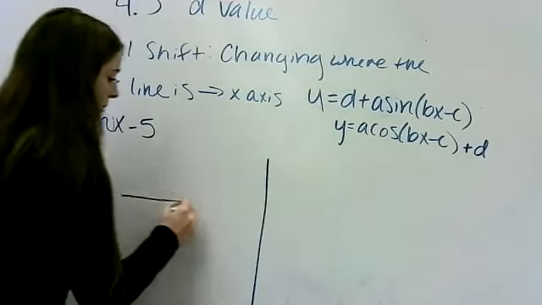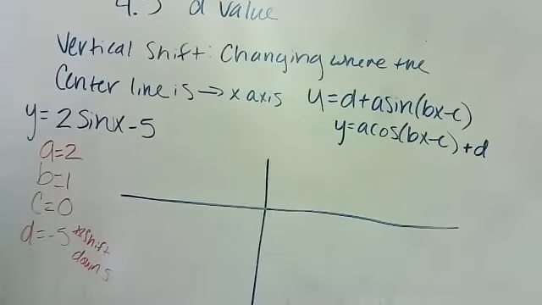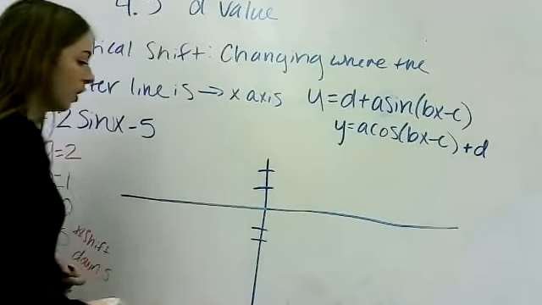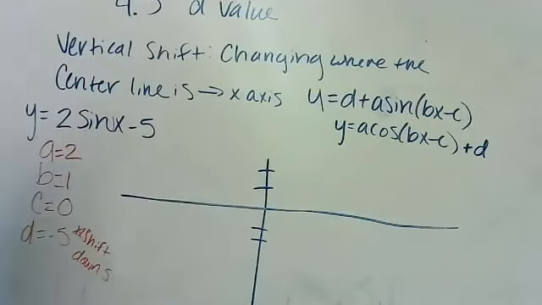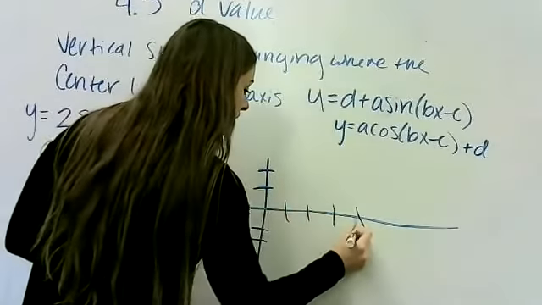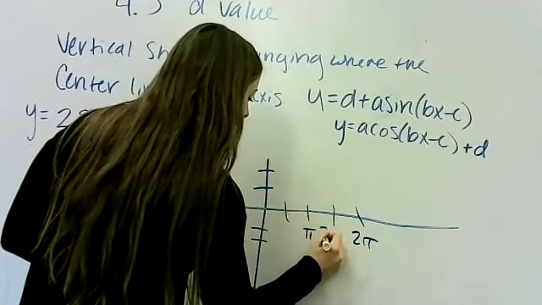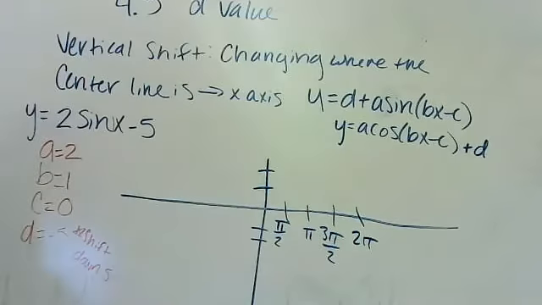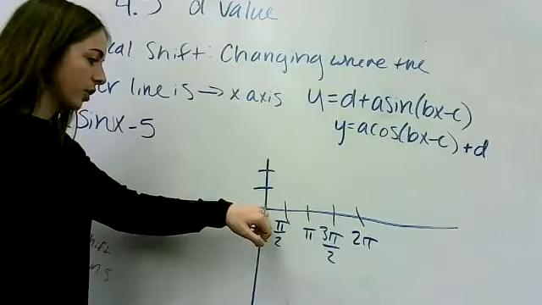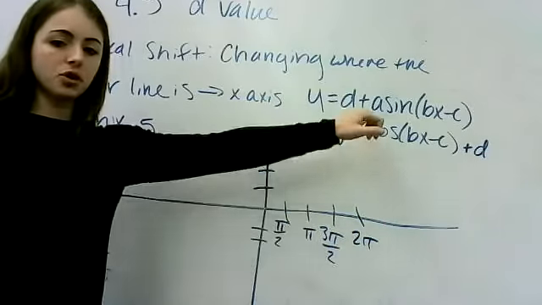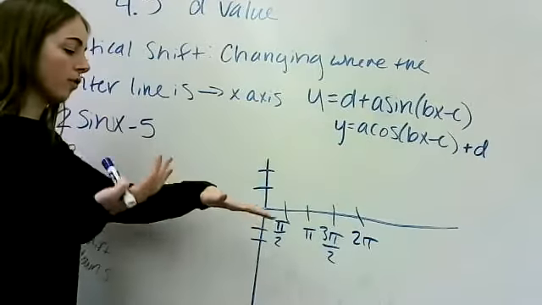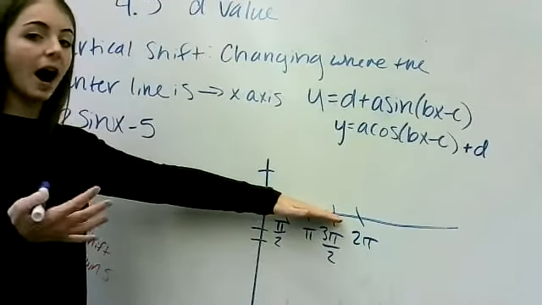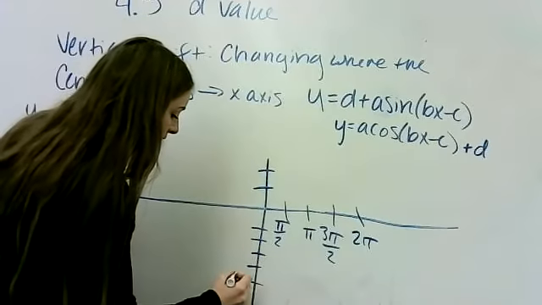So let's draw this up. If we're thinking amplitude, that would have meant that we would have gone up 2 and down 2. So we want to think, where is our normal center line? We can label this out: 2 pi, pi, 3 pi over 2, and pi over 2. A normal sine function is going to start here, go up and down, and just keep going on. But with this vertical shift, we're taking this center line and shifting it down a total of 5. So we have to go down to -5.